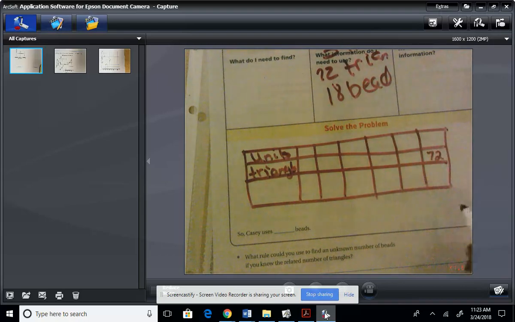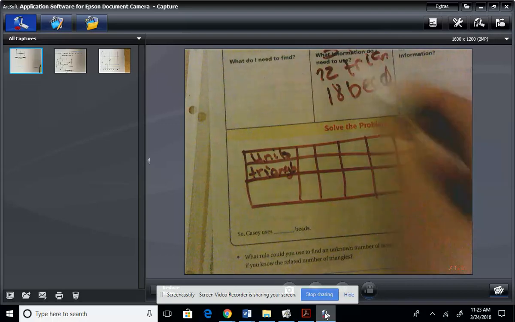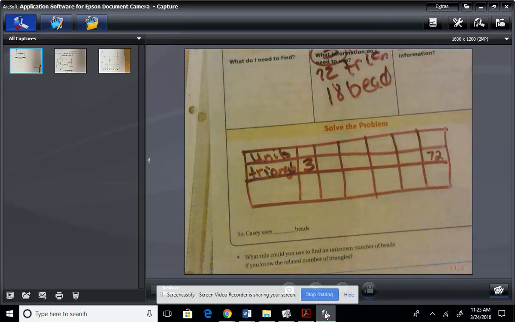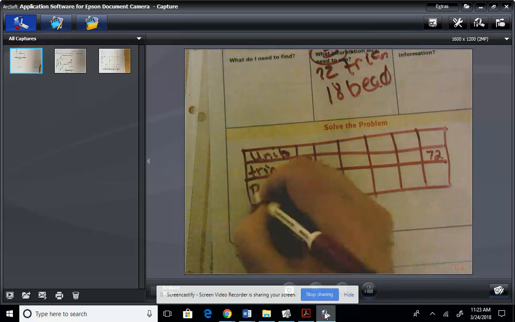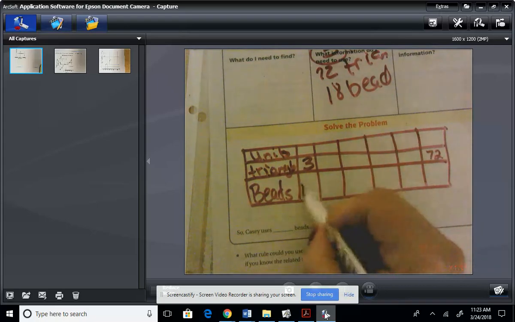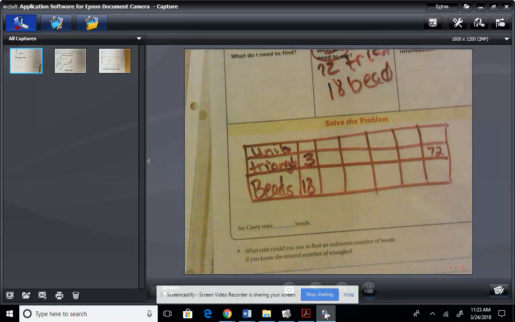But how many triangles are in each group? Well, we know there are 3 in each group, so I'm just going to start there. 3, and how many beads? Now, here are our beads. And we know that there are 18 beads in 3 triangles, right? So we could keep going.